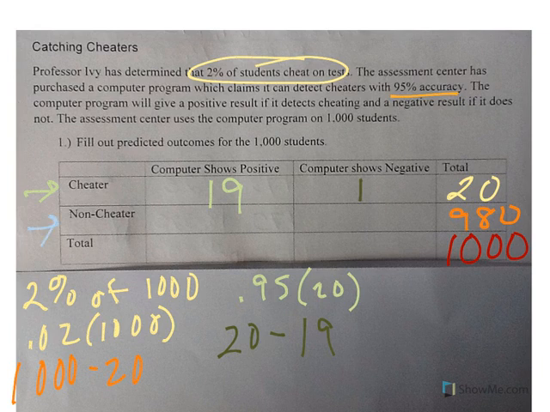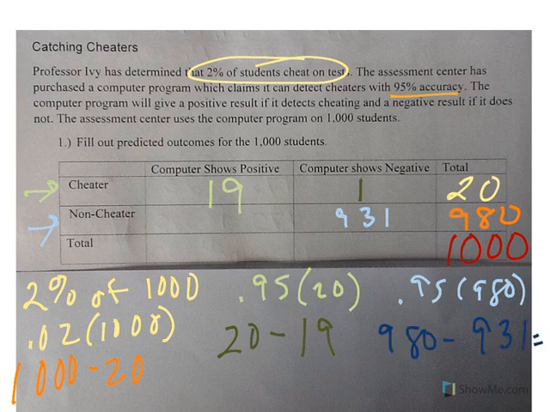Okay, well, let's go to the non-cheaters. If you didn't cheat, you're not worried, it's going to show up negative. So the 95% is going to show up here. So 0.95 times 980 gives me a value of 931. If I had 980 non-cheaters and 931 tested negative, that means 49 are testing positive. And you can see the issue coming here. So that means we have 68 total positive testers and 932 total negative testers.